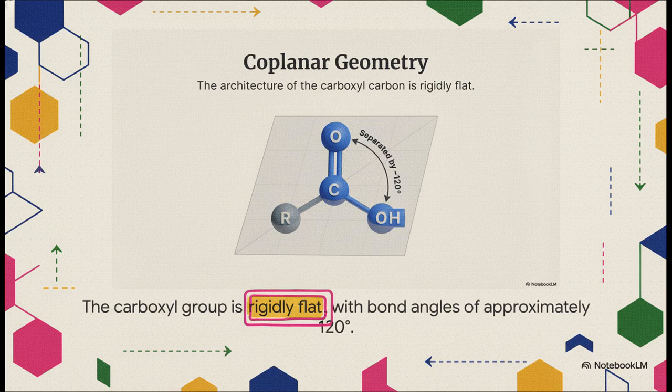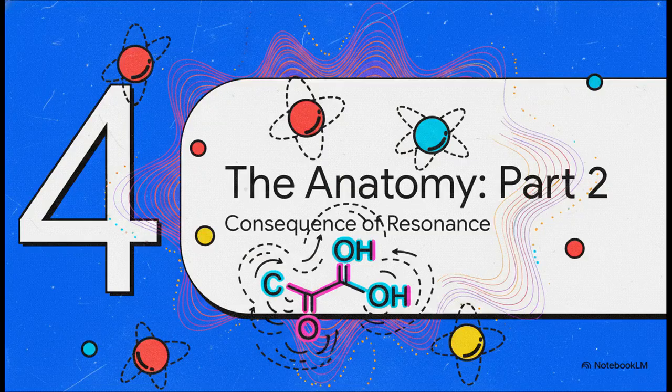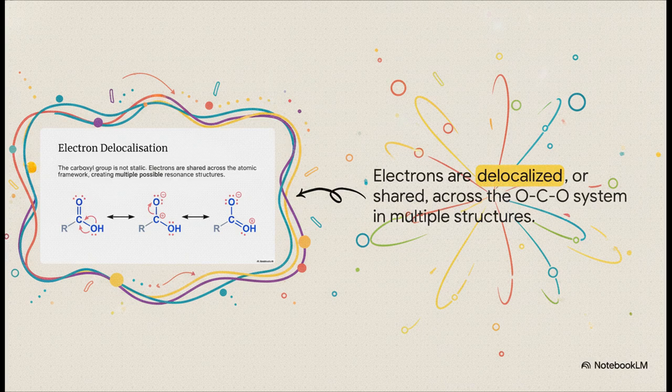So this isn't some floppy, flexible group. It's a very specific, locked-in planar structure. But there's more to anatomy than just the bones, right? We have to look at the electrons, because that's where all the action happens. And this brings us to a really important idea, resonance. You see, the electrons in this group aren't just sitting still. A pair of electrons from the OH group can actually jump over to form a double bond with the carbon, which then pushes the electrons from the original double bond up onto the other oxygen. The real molecule isn't one or the other, it's a hybrid of these forms. This sharing of electrons across that whole three-atom system is called delocalization, and believe me, it is a huge deal.